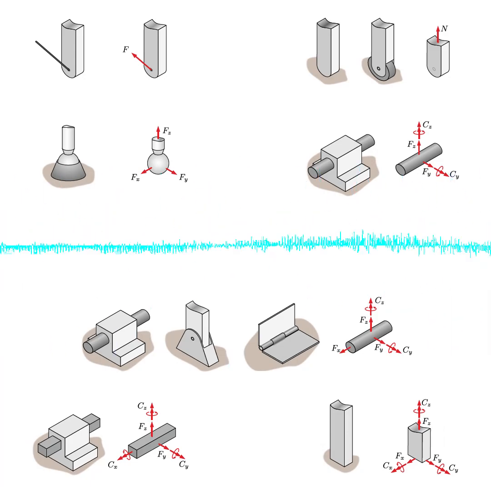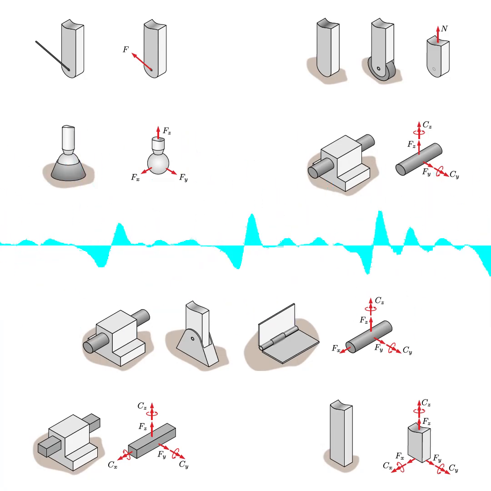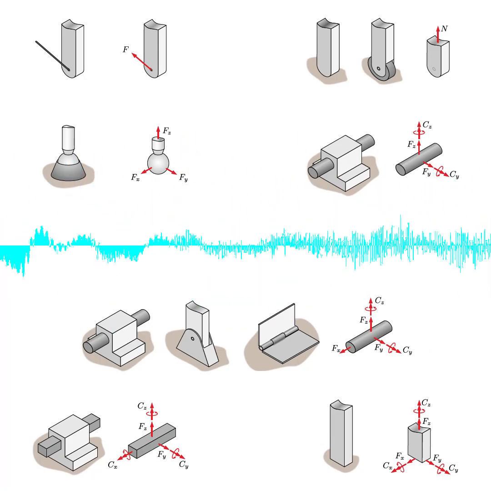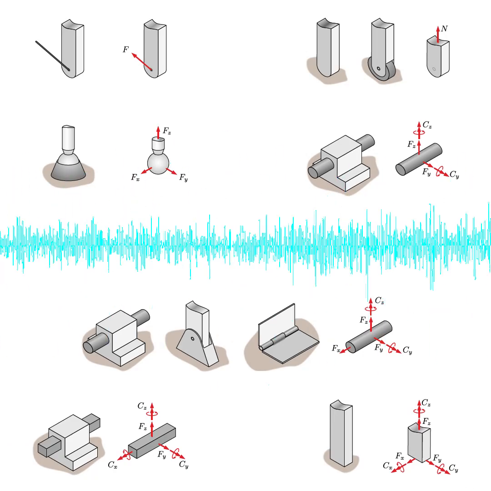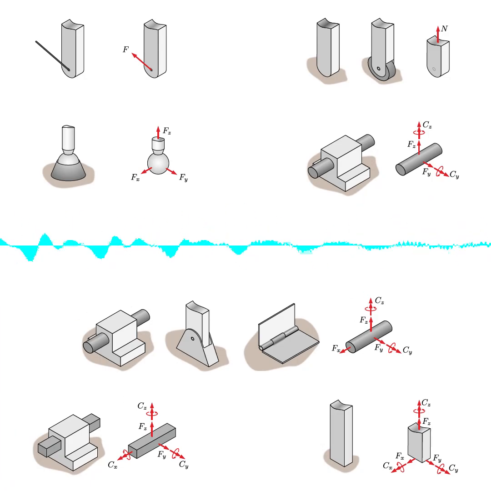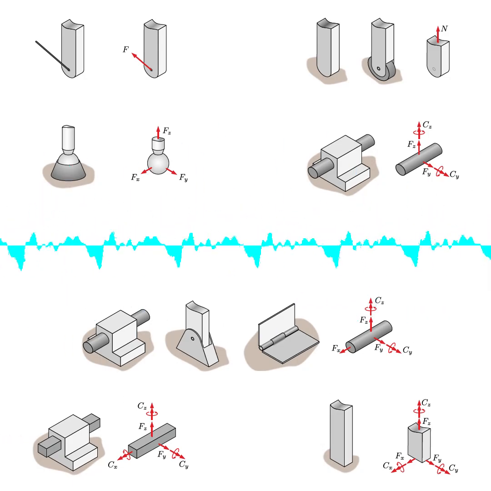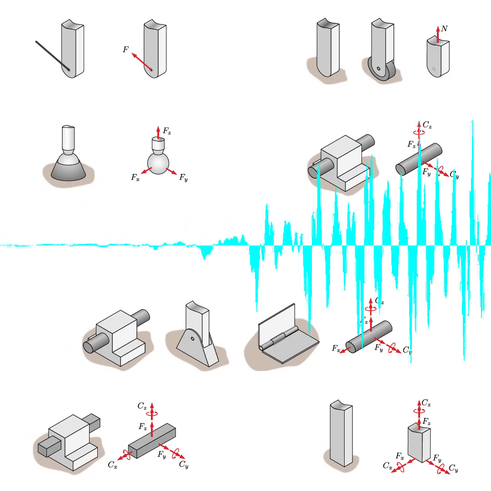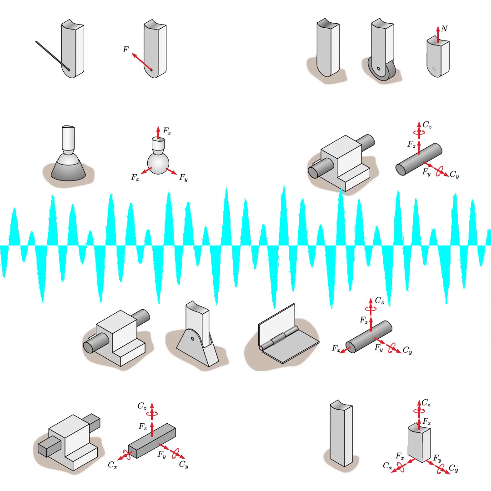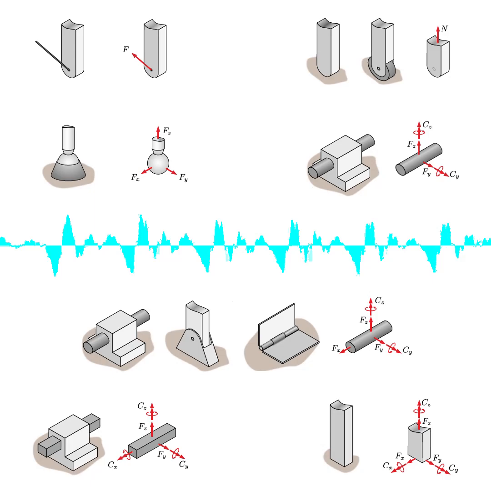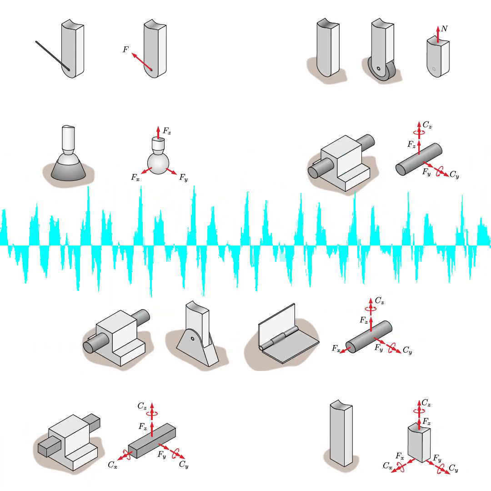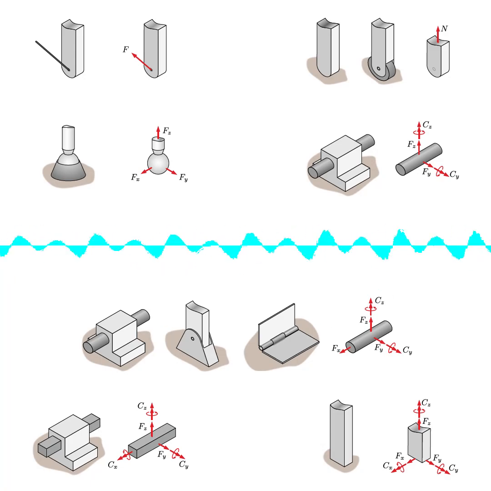Right. And then there's determinacy. How do we figure out whether we can actually solve for all those unknown reactions using just our basic equilibrium equations? So a system is statically determinate if the number of independent equilibrium equations that we have is equal to the number of unknown reaction components. If that's the case, then you should be able to solve for everything. But if you have more unknowns than equations, then the system is statically indeterminate, as we talked about before. And if you have fewer equations than unknowns, then the system is usually unstable.